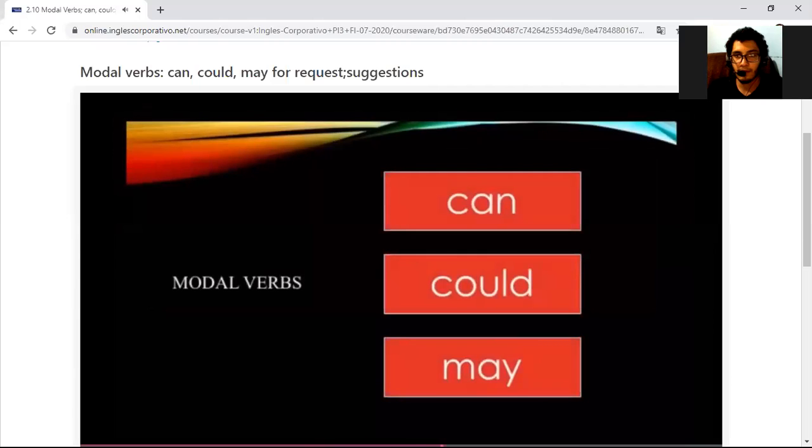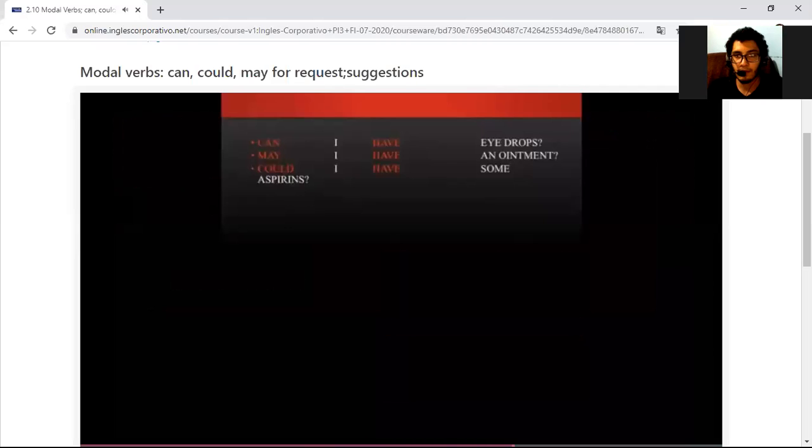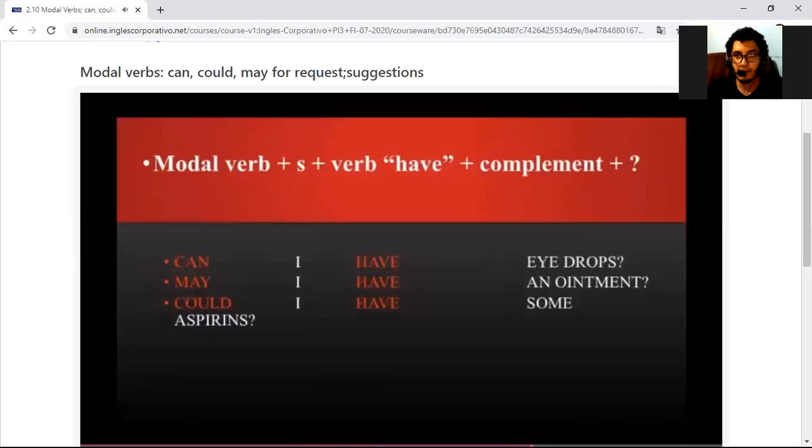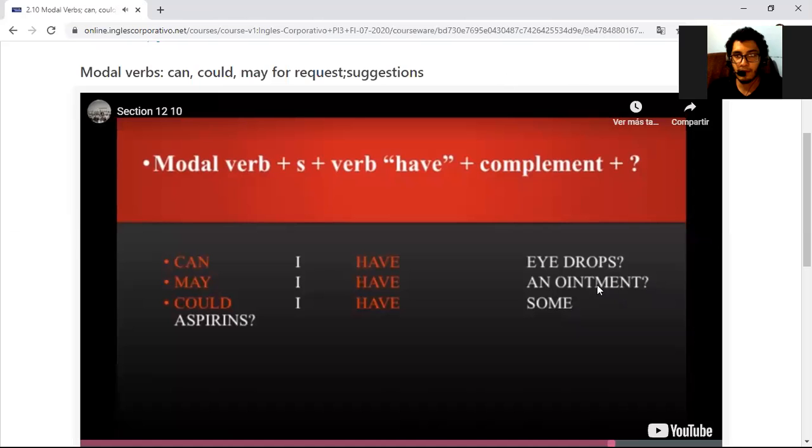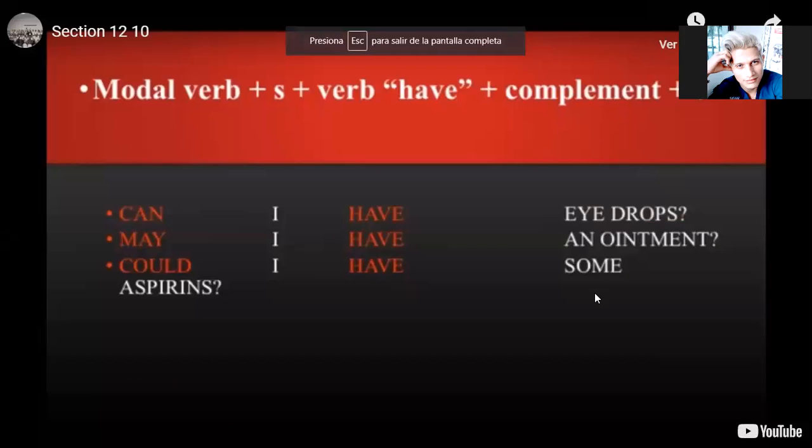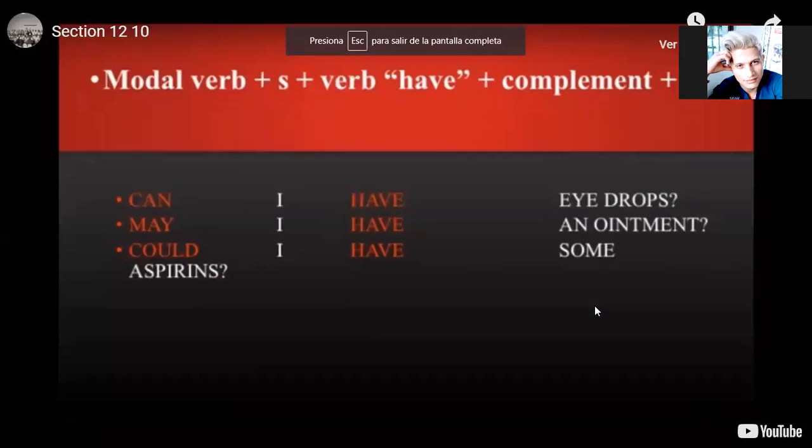In this case, can, could, and may are being used in question form to suggest or give advice. This is how we use them. Modal verb plus subject plus verb have plus complement plus question mark. Can I have eye drops? May I have an ointment? Could I have some aspirins? What I want you to do now is to write a sentence using each modal verb learned. Please write them in our discussion box.